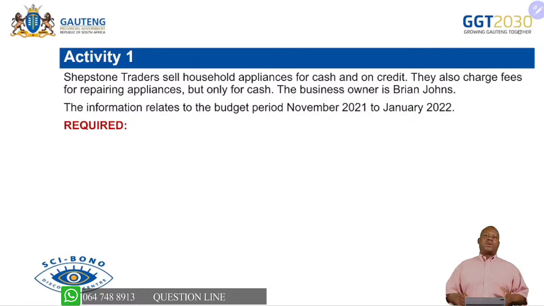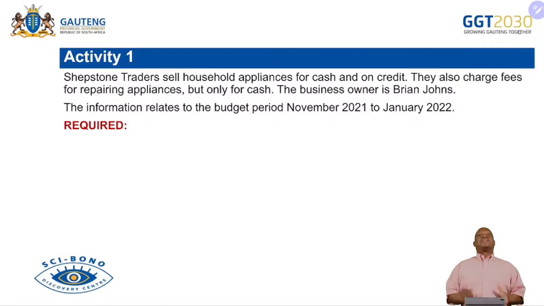Please take note, whenever you are given information at the start of the question, go through that information. Try to internalize it, because there is significance in the type of business and the types of activities that the owner is up to. Very important when you get into some more information in the question. Now, the information relates to the budgeted period of November to January. So we are looking into November, December, and January as the period that we are looking into.